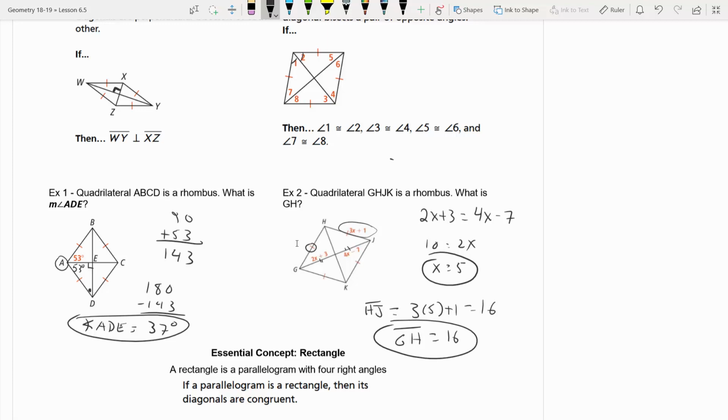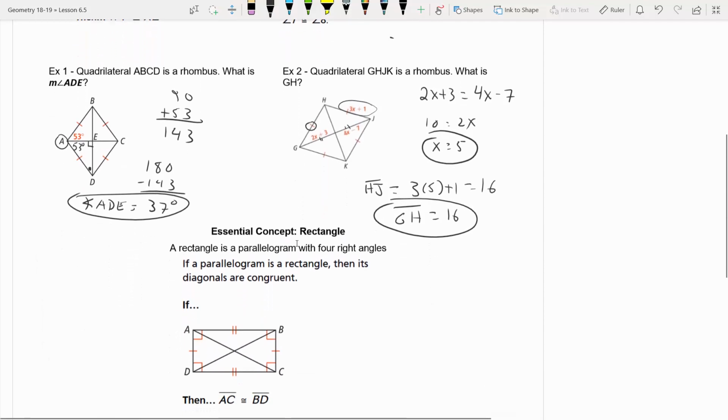Our second special parallelogram is the rectangle, one that you guys are very, very familiar with. And a rectangle is simply a parallelogram with 4 right angles. So all of the rectangles, which we already knew have right angles, they have 2 sets of congruent sides, all of that good stuff. And it gives us one thing to work off of.